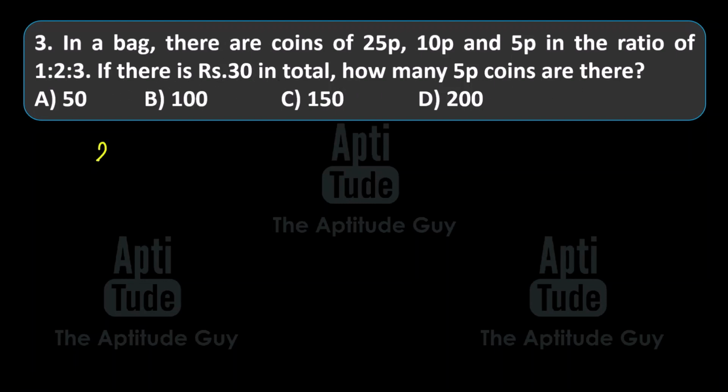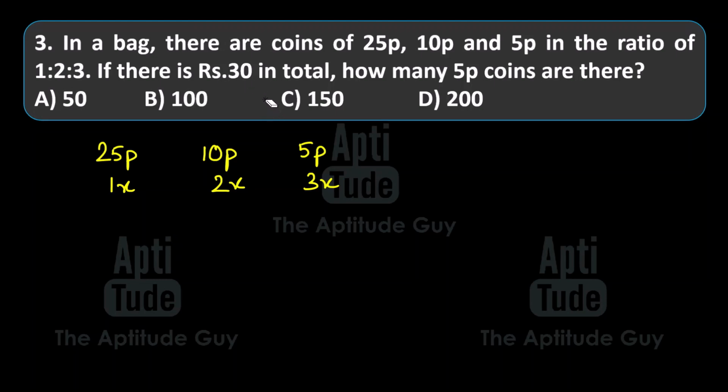Okay, so we have 25 paise coins, 10 paise coins, and 5 paise coins. Now, what is happening over here? They are in the ratio 1:2:3. So let the number of 25 paise coins be 1x, number of 10 paise coins is 2x, number of 5 paise coins is 3x. Alright, now total is 30 rupees.